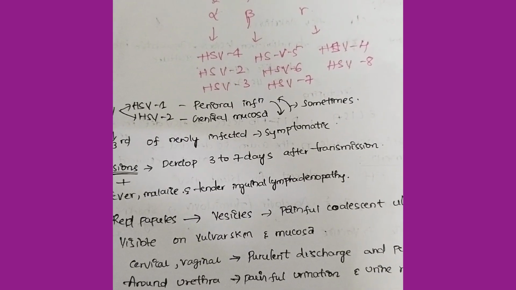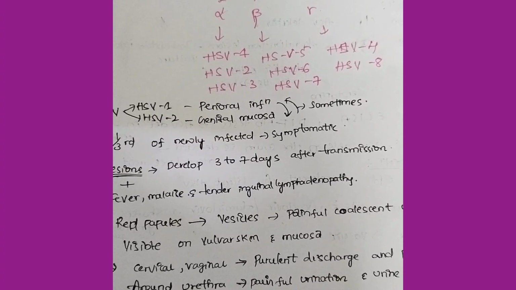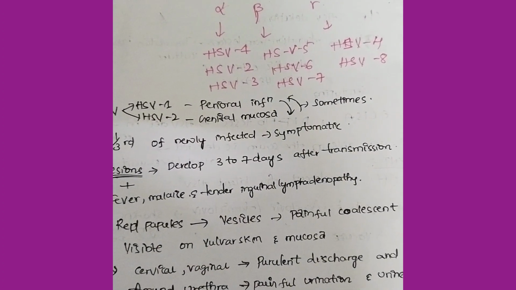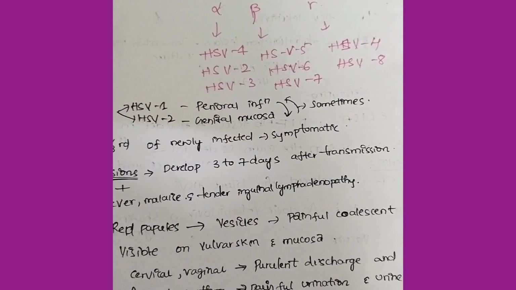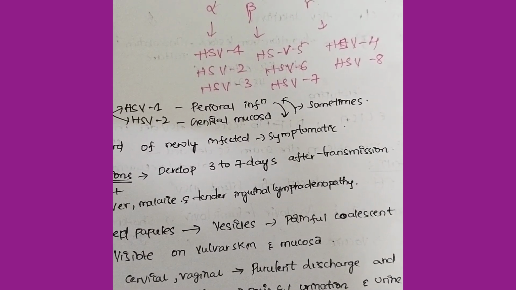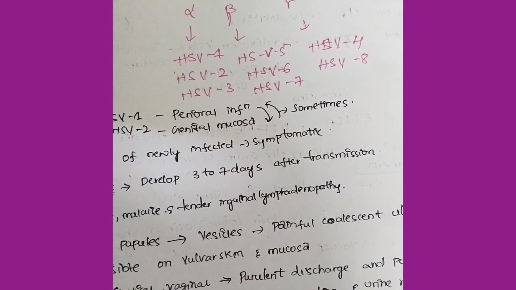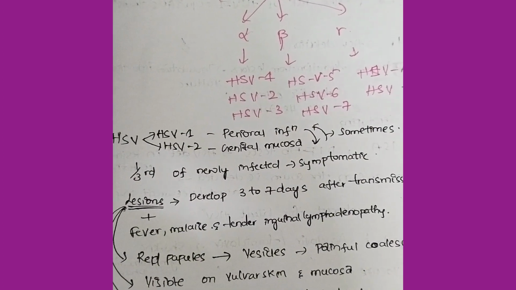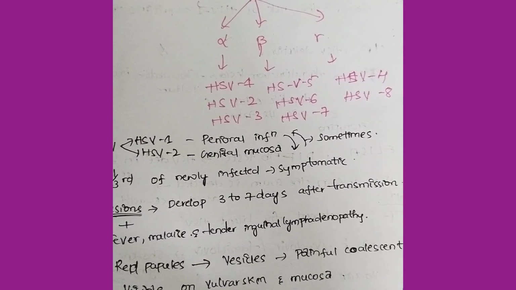Guys, today we are going to discuss herpes simplex virus. It belongs to the family Herpesviridae, which is subdivided into alpha, beta and gamma subfamilies. HSV 1, 2 and 3 come under alpha, whereas HSV 5, 6 and 7 come under beta, and HSV 4 and 8 come under gamma. Majorly we are going to discuss HSV 1 and 2, so we will discuss these serotypes.